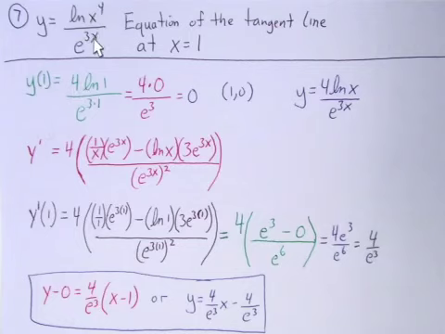I put 1 for x. ln 1 is 0. Any log with a 1 right here is 0. And this becomes third power. And then you have 0 over e to the third, which is just 0. So there's my coordinate, (1, 0). So I'm partially there. Now I got to take the derivative of this.